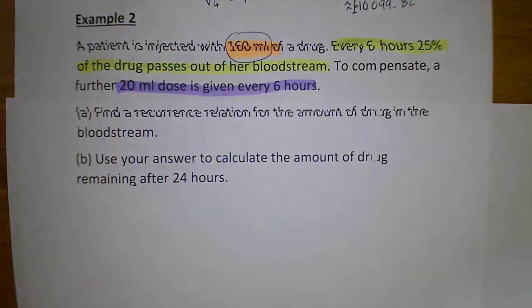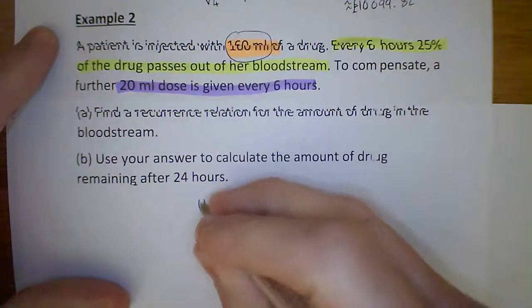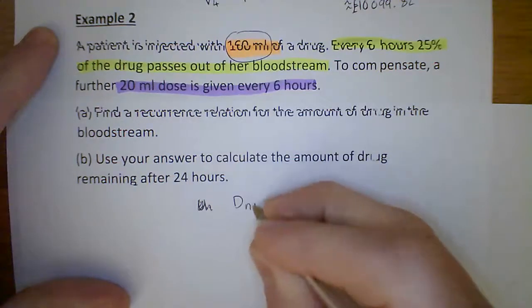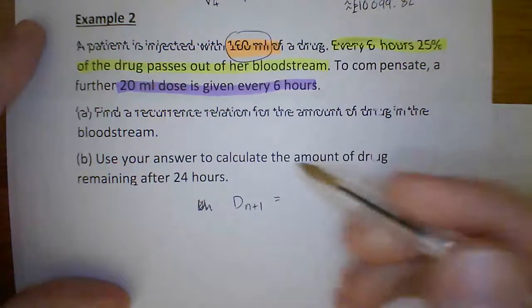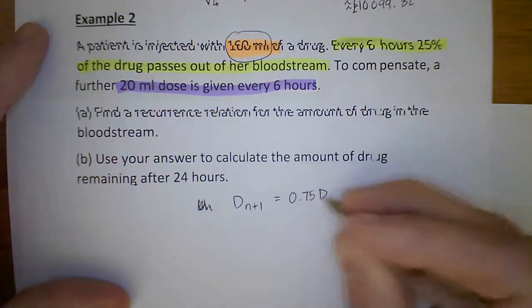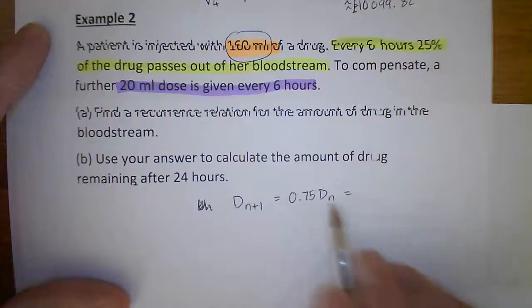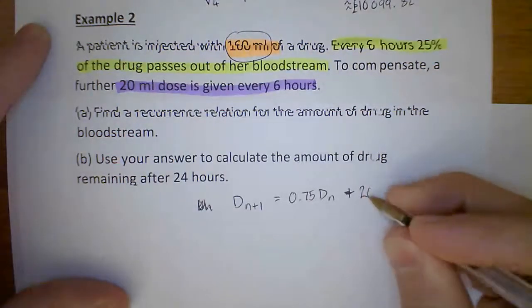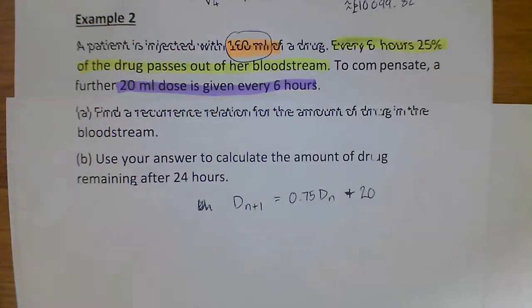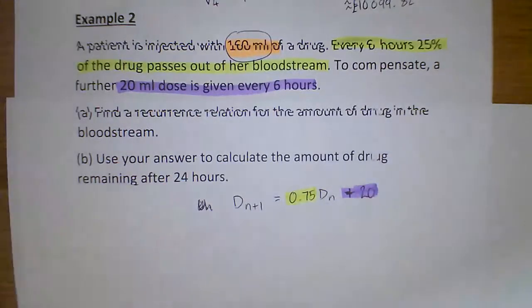So let's put all of that into a recurrence relation now. For the next 6 hour period, let's use D. So the next amount in the dose is 25% less, or 0.75 times the current dose. So the dose in the next 6 hours is 25% less than the current dose. But then to compensate, we're adding in 20 milliliters. So you can see how the 20 is this amount that's just getting added in. And hopefully you can see how the 25% reduction is like timesing by 0.75.